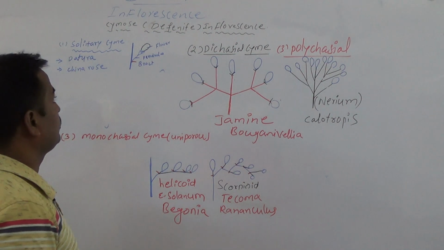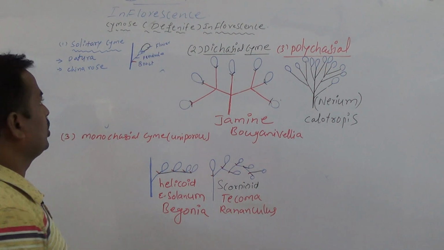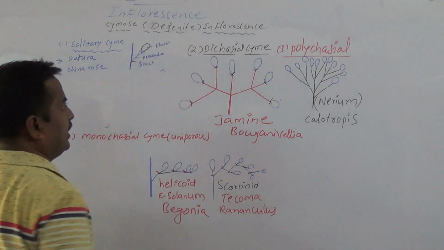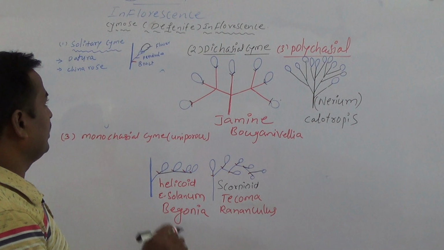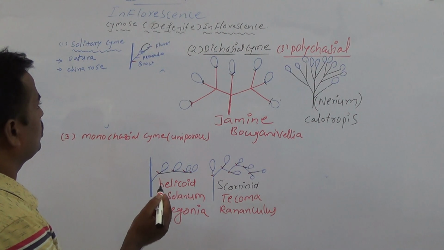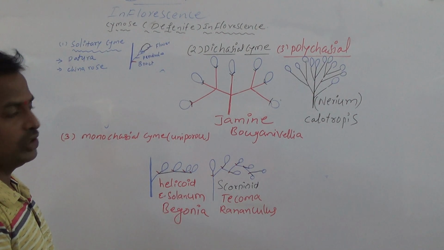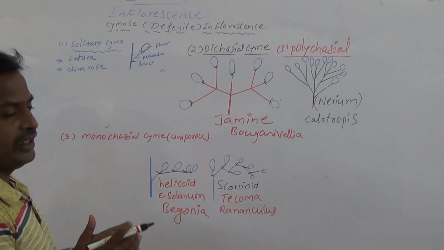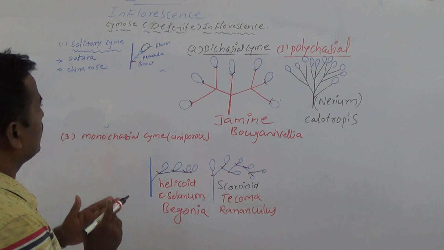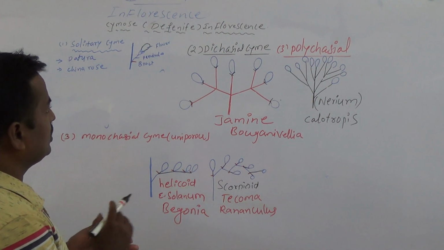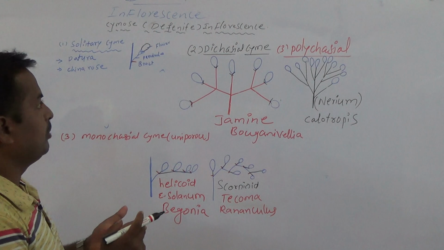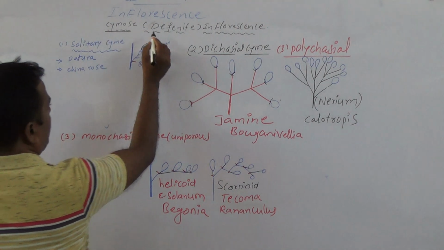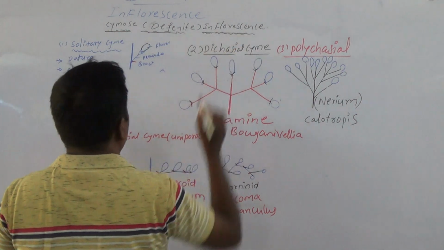Hi students, today our topic is cymose, or definite, inflorescence. In the previous class we discussed racemose inflorescence. How many types of inflorescence are present? Three types, as already described in the previous class: racemose, cymose and special type. Today we discuss cymose, definite inflorescence.